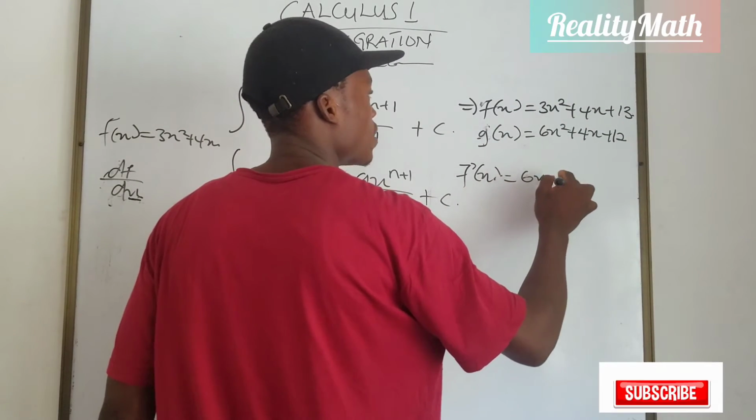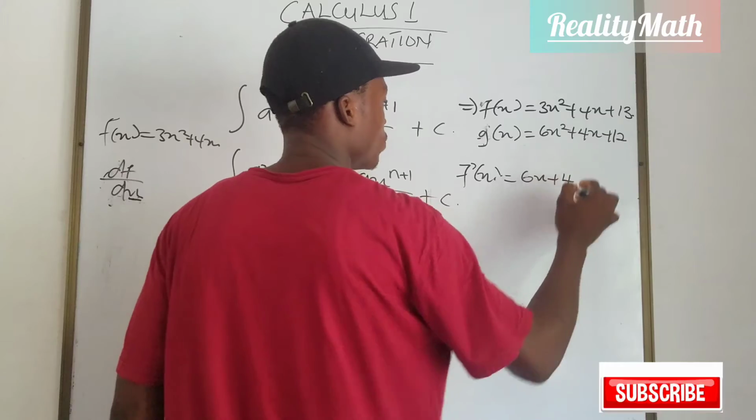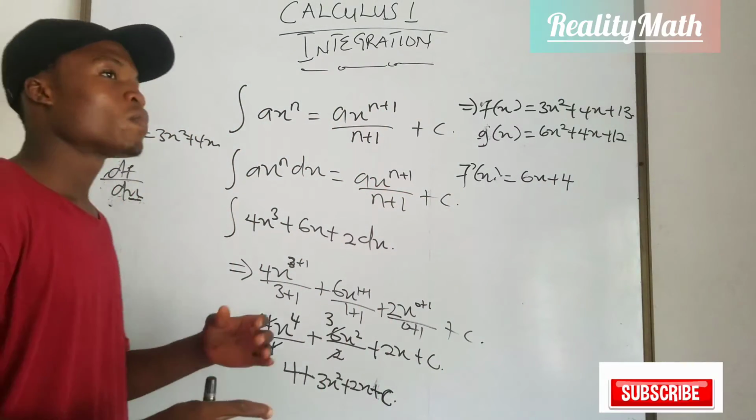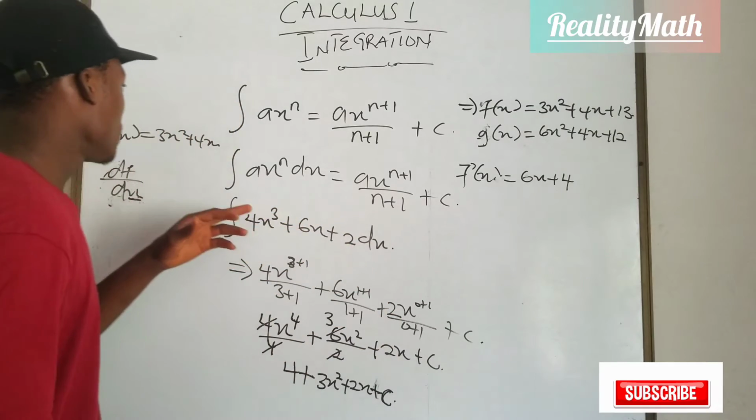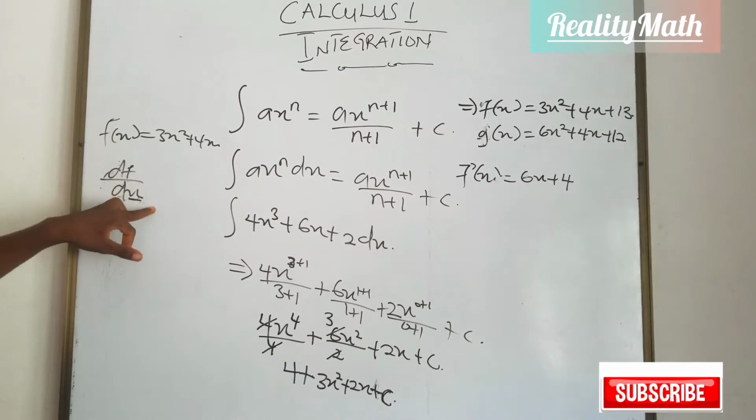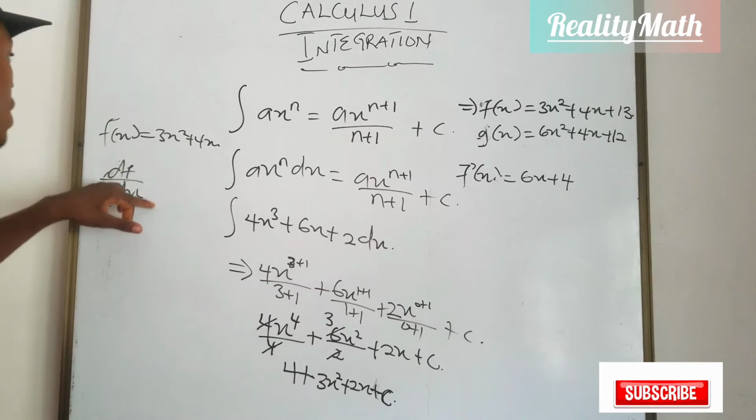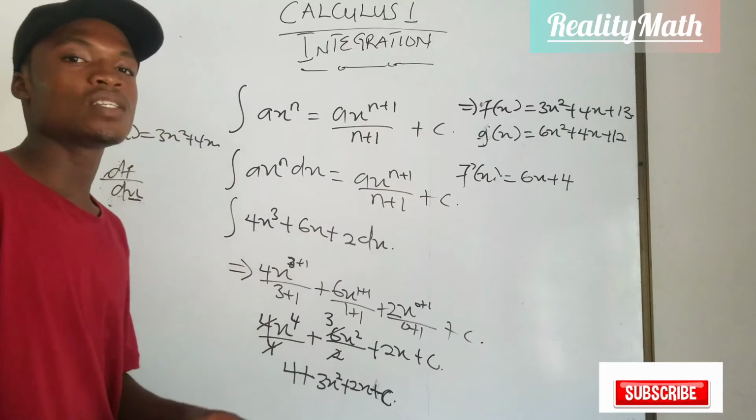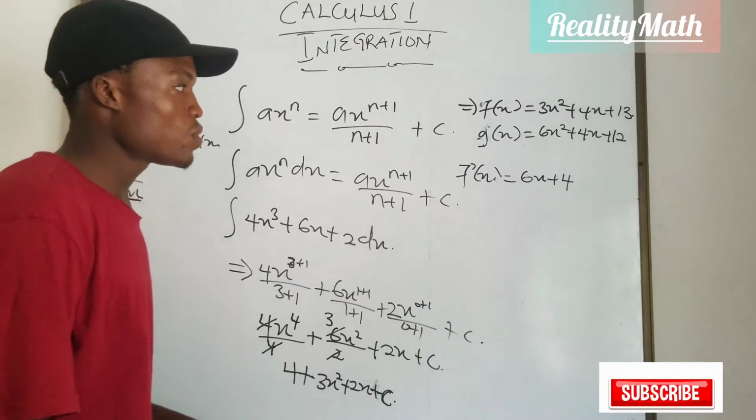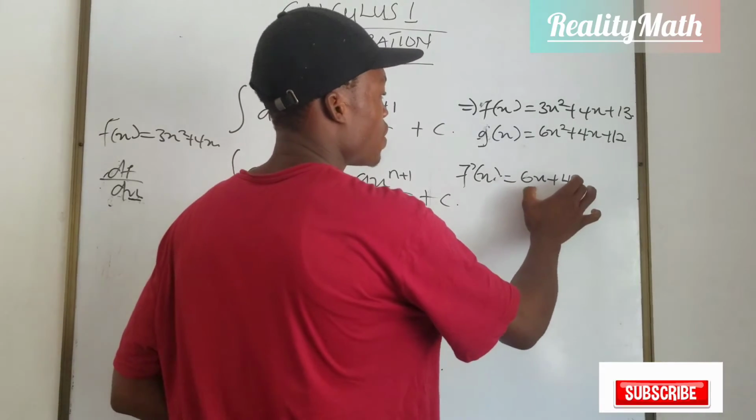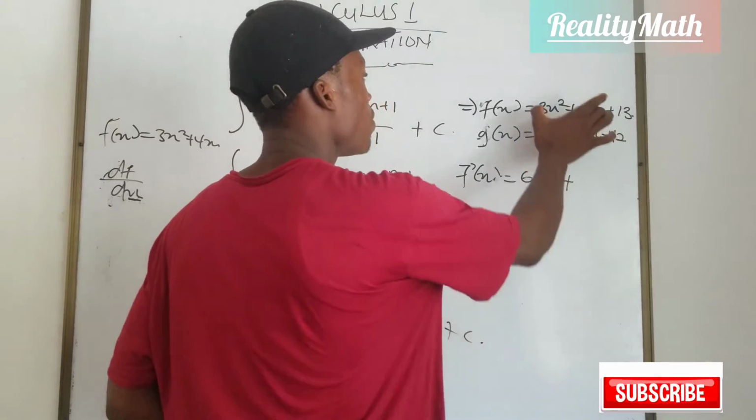6x plus 4, right? Now integration is like you have your function f of x. When you differentiate it, it changes. When you integrate it, you get back your function. That's why integration is called the antiderivative. So this is the f prime of x. Now this f prime of x, we want to still integrate it to get back our f of x.